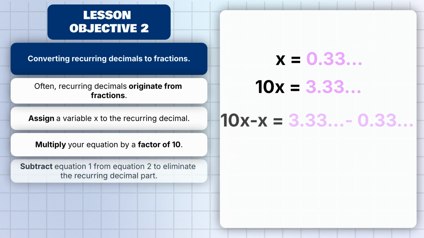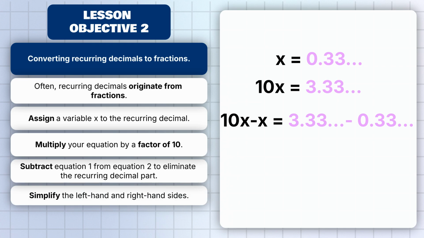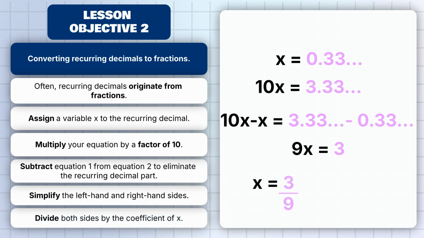Now we subtract equation 1 from equation 2 to eliminate the recurring decimal part. Simplifying the left-hand side and the right-hand side, we get 9x equals 3. Now we can solve for x by dividing both sides by the coefficient of x. Simplify the fraction to get the final result, which is x equals 1/3. With a clear definition and the notation for recurring numbers now understood, we are ready to try some more examples.